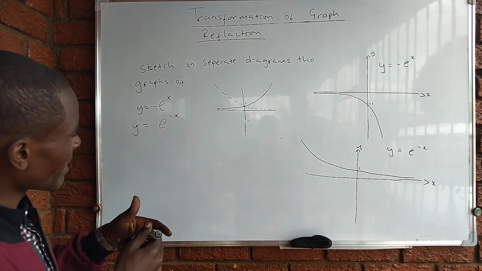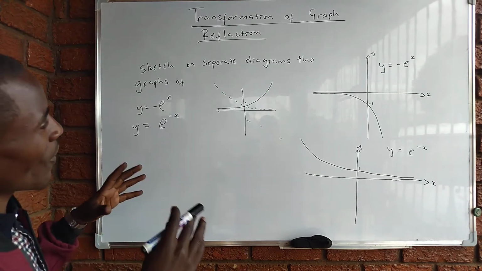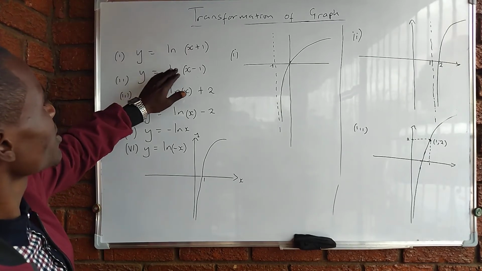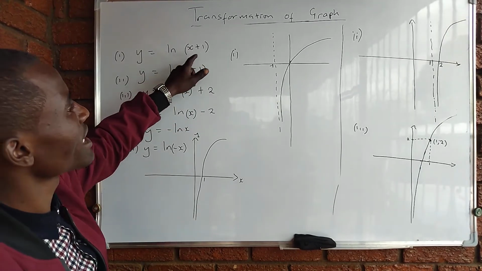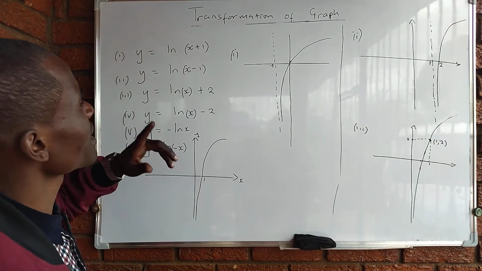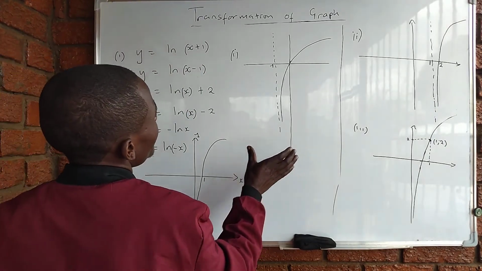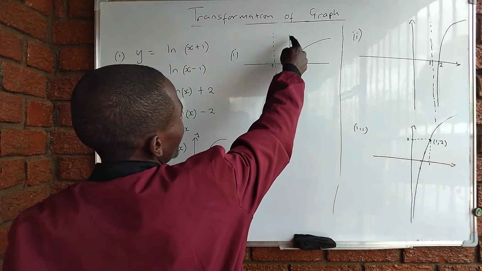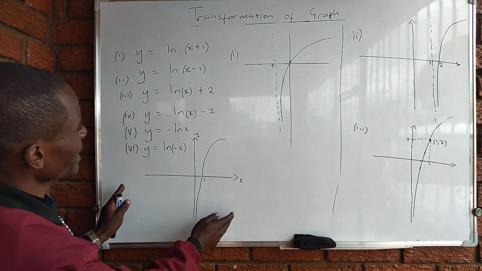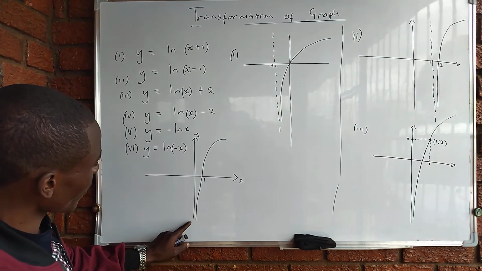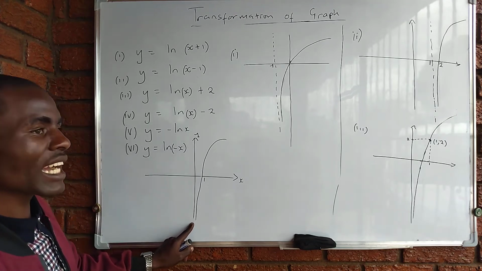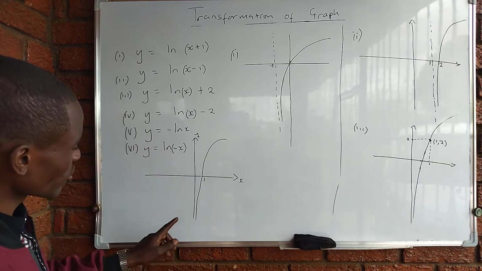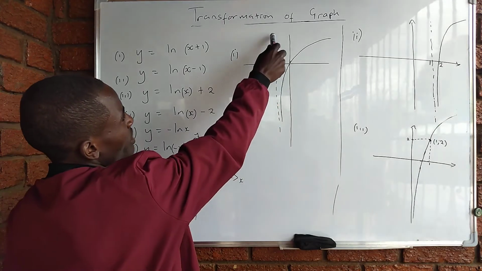Now let's do examples that combine several things, right? So y equals ln x plus 1 is a translation of 1 in the negative x direction. So we move the asymptote when it is a translation in the negative x direction. This is the original graph y equals ln x, right? So the asymptote is the y axis, so we move the y axis asymptote. With a translation we just move the asymptote by the number of units of the translation. So our asymptote moves from here to negative 1, right?